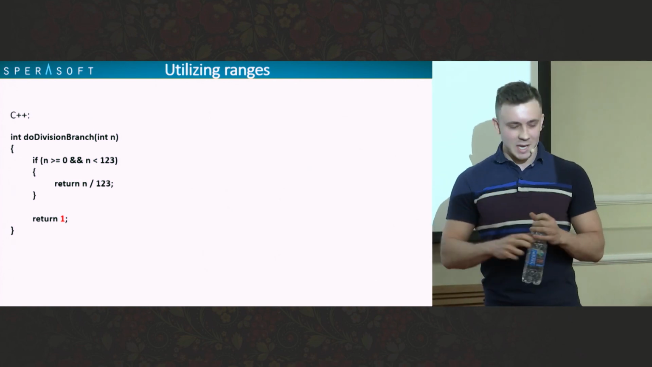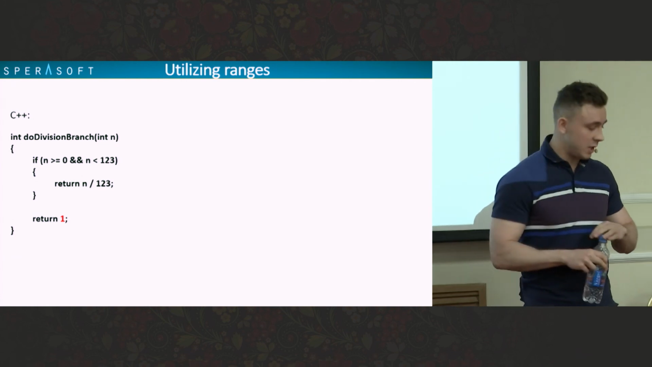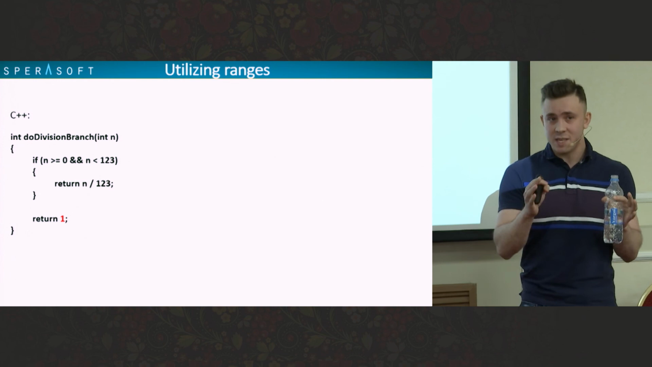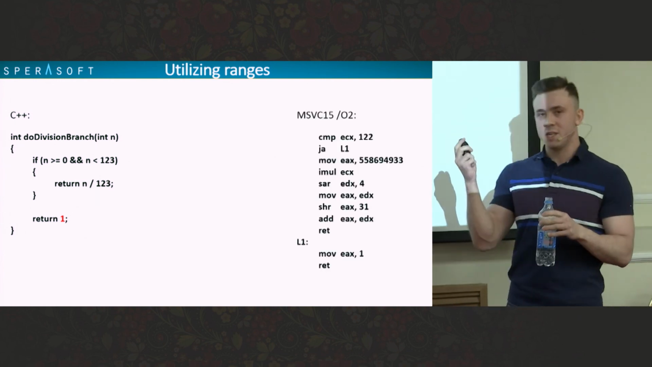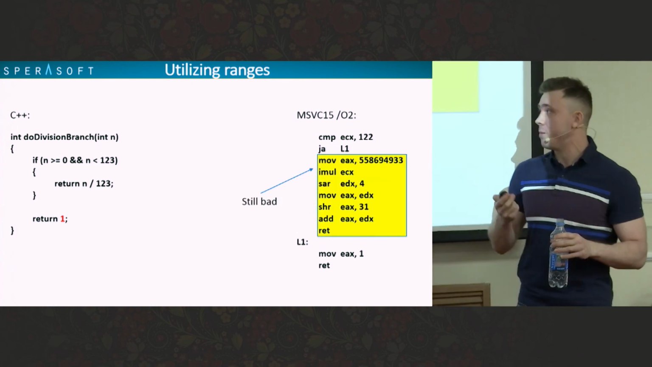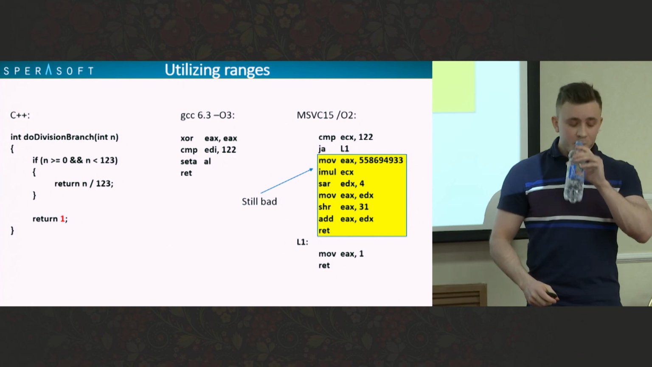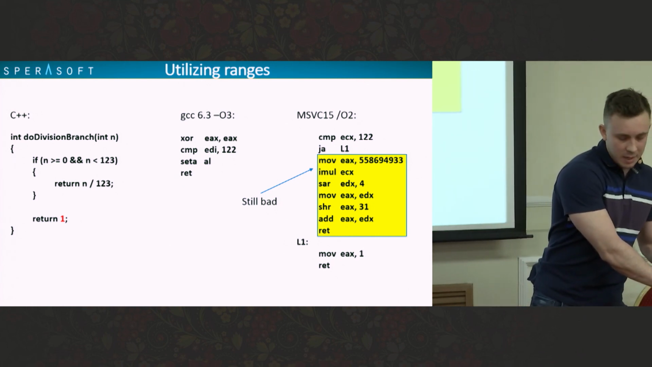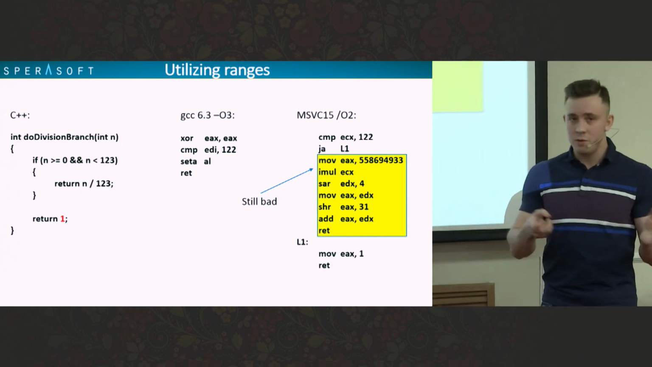So let's complicate the example a little bit. Imagine we return 1 in case we don't go to the if block, and we check if the compiler is able to optimize this away. It made no sense to show the output of MSVC, it's still very bad. But GCC is again smart. It uses conditional set instructions. So it's pretty smart to recognize that you don't need to perform any kind of division here.